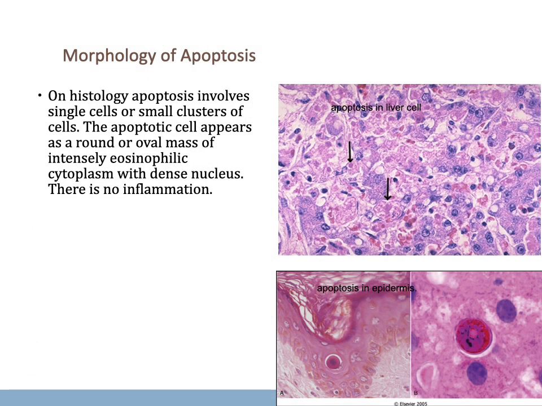Here you have these apoptotic cells. These are actually Councilman bodies, the small arrows, this pink dense material. Those are Councilman bodies seen in hepatitis, and this is a reflection of apoptosis within the liver cells. These bright pink materials are apoptotic keratinocytes seen in certain dermatoses, like lichen planus.